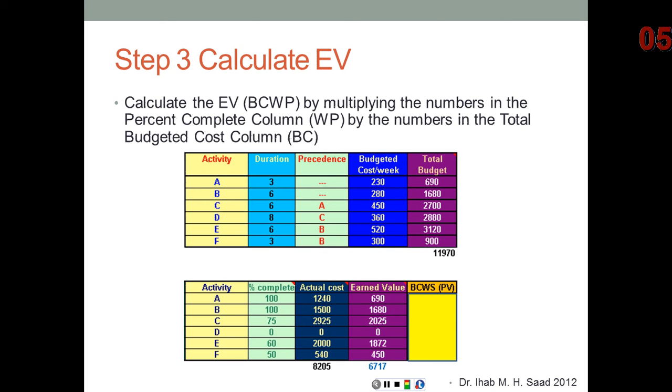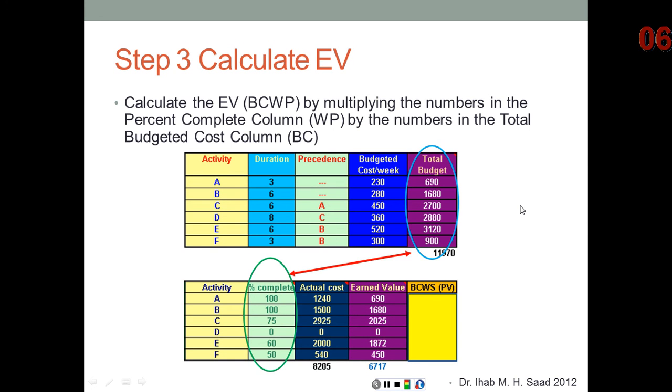Step number 3, we need to calculate now the earned value, or BCWP. What are the 2 ingredients of BCWP? It's BC, budgeted cost, and WP, work performed. Do we have these 2 ingredients? Yes, we do. In the first step, we calculated BC or the budgeted cost, and work performed or WP was already given to us at the end of week 9, which is this column here, the percent complete. Percent complete represents the work performed by the end of week 9.